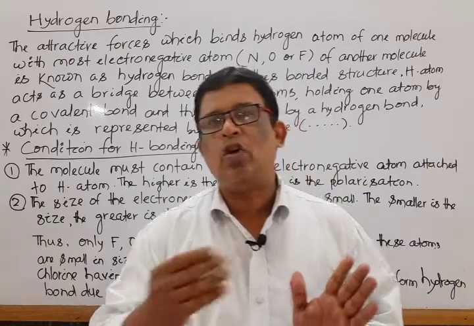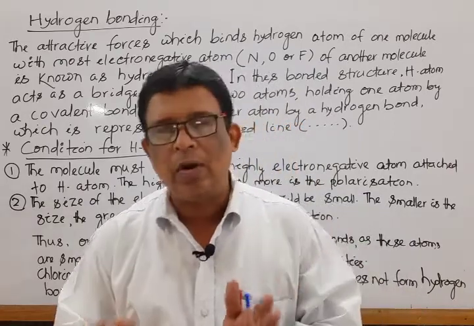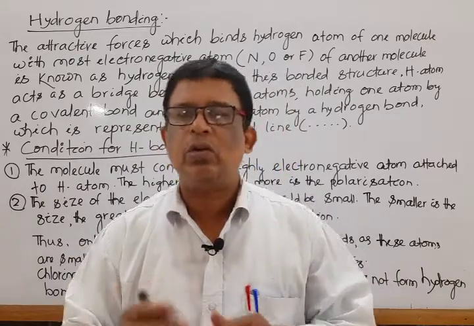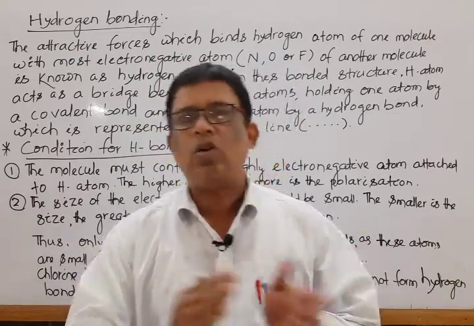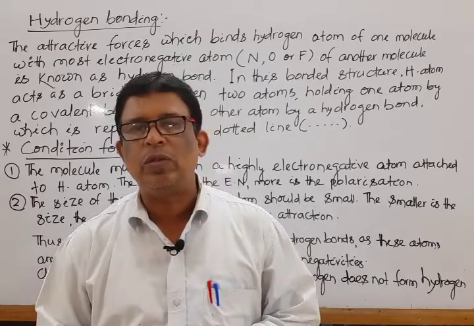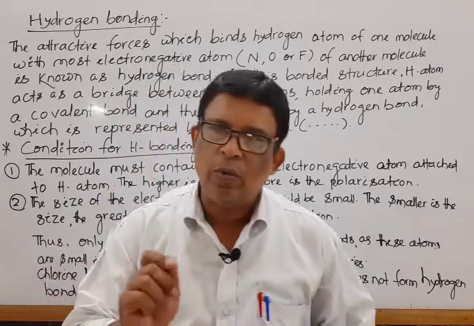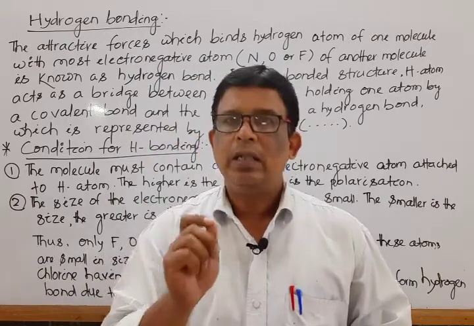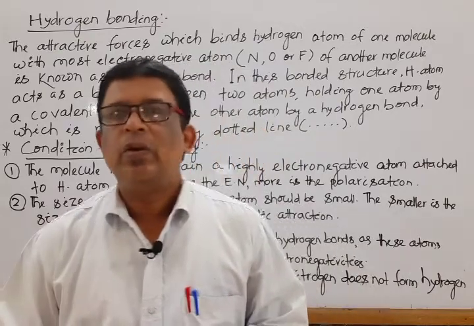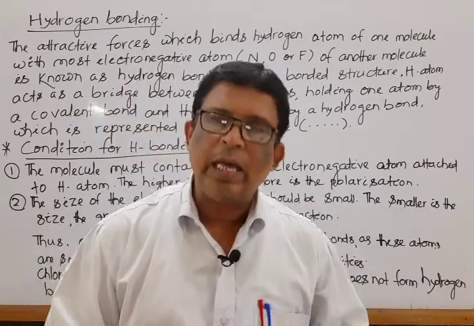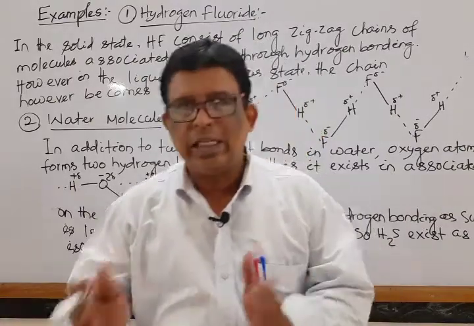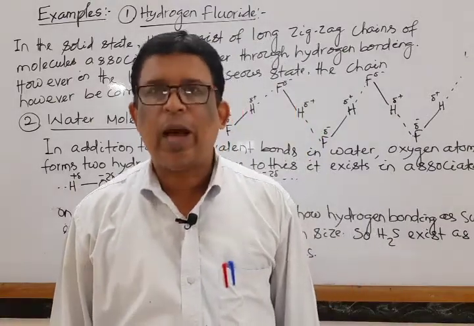So, when hydrogen combines with fluorine it forms hydrofluoric acid or hydrogen fluoride, when hydrogen combines with oxygen it forms water, and when hydrogen combines with nitrogen it forms ammonia. So, three simple molecule examples are hydrofluoric acid or hydrogen fluoride, water, and last one is ammonia. Next we discuss some examples of the formation of hydrogen bonding.